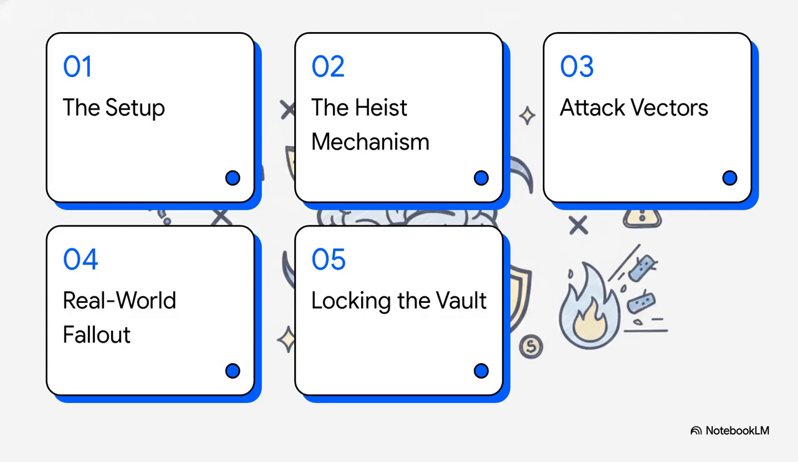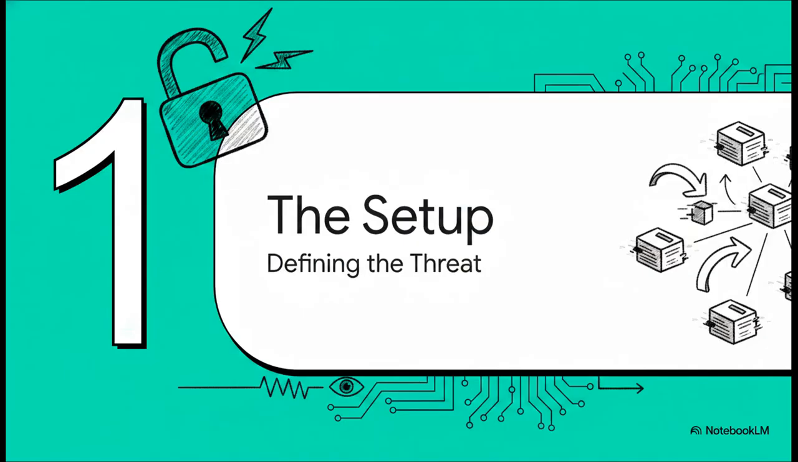Here's our roadmap for today's explainer. We'll break this down piece by piece. Section 1, the setup. Section 2, the heist mechanism. Section 3, attack vectors. Section 4, real-world fallout. And finally, Section 5, locking the vault. All right, let's start right at the beginning with Section 1, the setup, defining the threat.